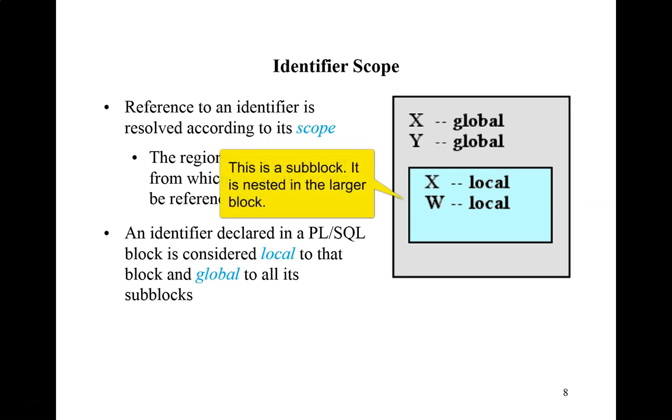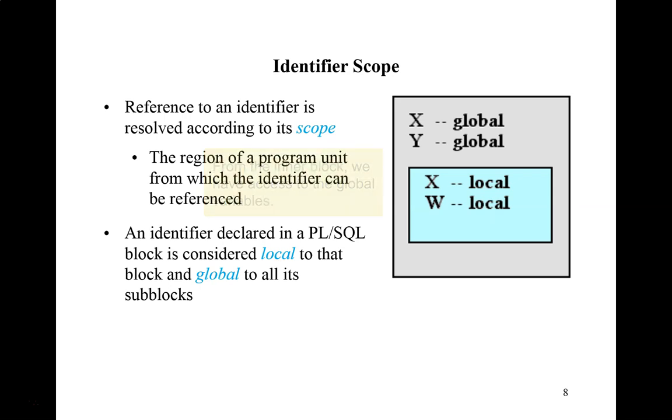But nested within the larger block is a subblock, which contains a variable called X and a variable called W. Those variables labeled here as local can be referenced only from within the inner block. Within the inner block, we also have access to the global variables. But within the outer block, we have access only to the global variables. The local variables are not visible to us. They are outside the scope of our reference.